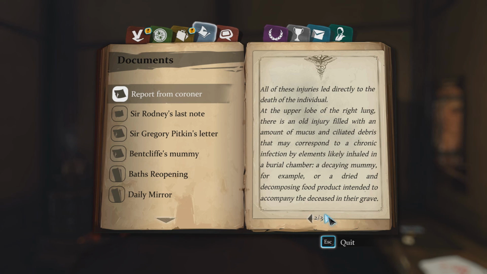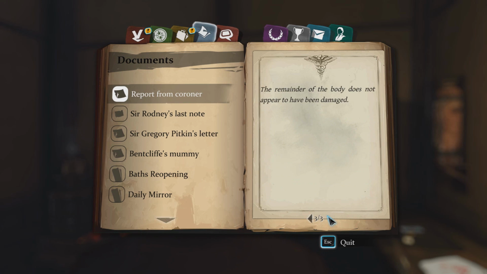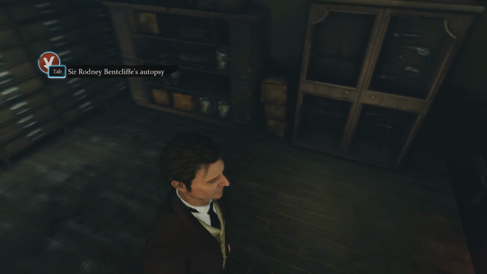At the upper lobe of the right lung, there is an old injury filled with an amount of mucus and ciliated debris that may correspond to a chronic infection by elements likely inhaled in a burial chamber. A decaying mummy, for example, or a dried and decomposing food product intended to accompany the deceased in their grave. That makes sense. The remainder of the body does not appear to have been damaged. Okay, coroner.